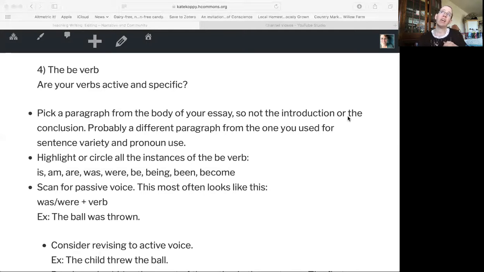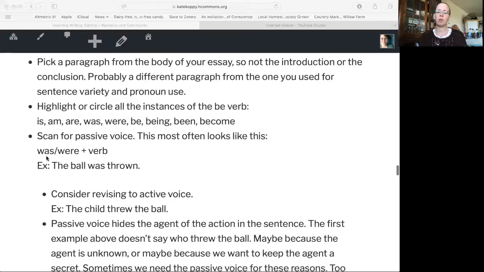Okay. Once you've highlighted all of the be verbs in a single paragraph, we're going to take a closer look at them. And the first thing we're going to look for is whether your use of the be verb is active or passive. So the passive voice most often looks like is, are, or was, were, followed by another verb. So an example of the passive voice is the ball was thrown.